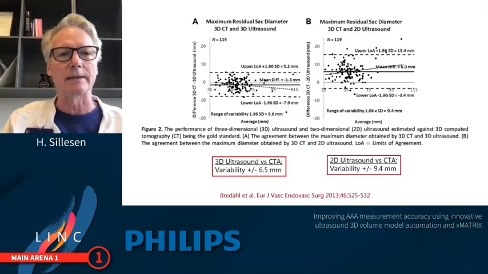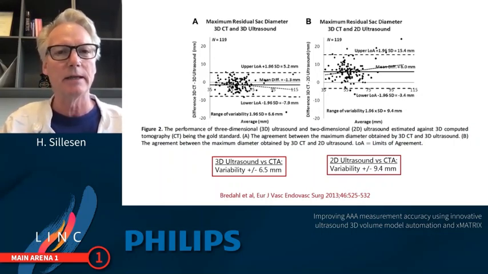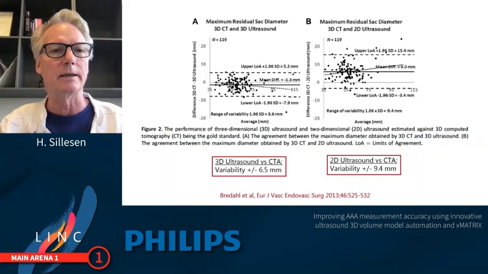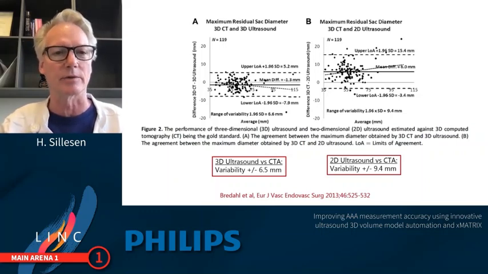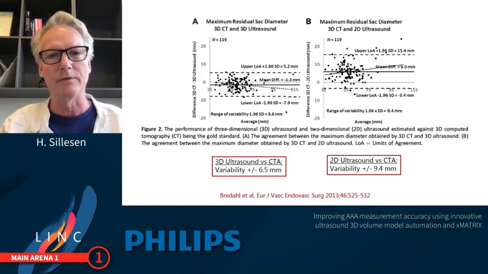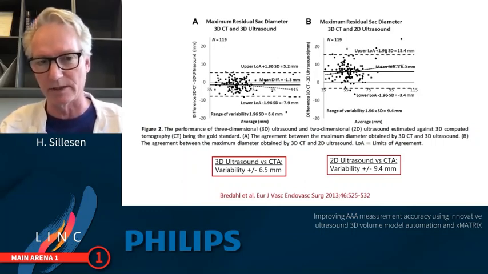And here we looked at the diameter measurements on 3D ultrasound and on CT, and also did similar measurements, 3D CT compared to 2D ultrasound. So the left graph A is the 3D. You notice that there's a small bias, only 1.3, but a high variability of plus minus 6.5. If you go to the right and see the 2D compared with 3D CT, the variability is even greater, plus minus 9.4 millimeter when compared to CT.